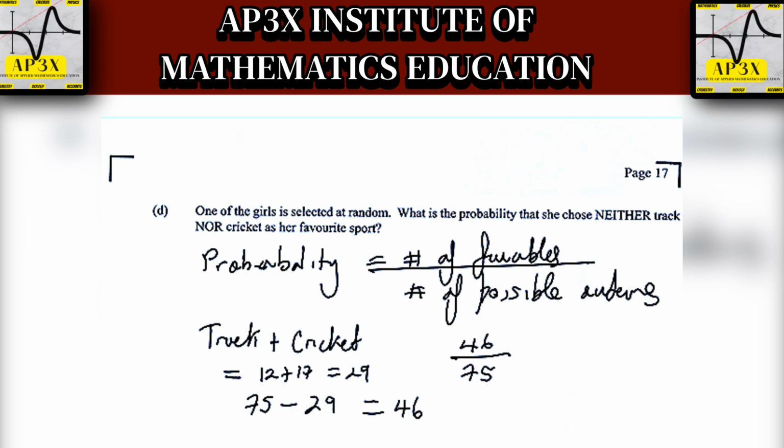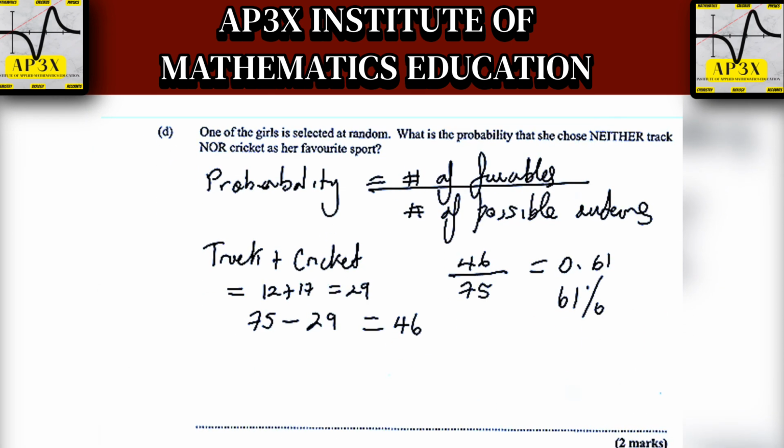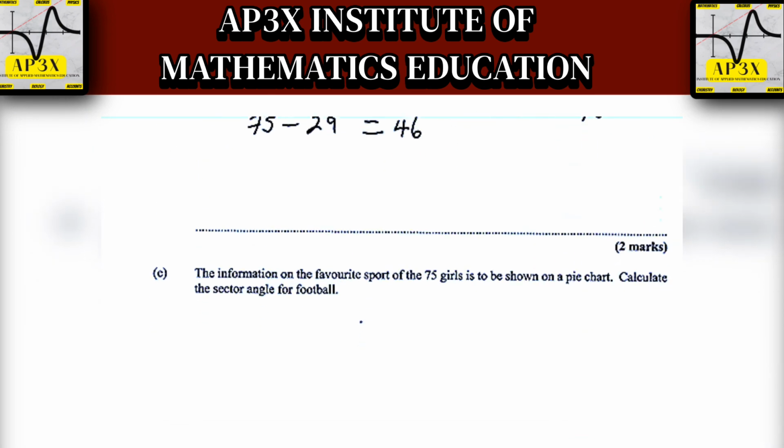If we hop onto our calculator here, you'll find that 46 divided by 75 gives us a probability of 0.613, or 0.61, or you can say 61.3%. Okay, so there's a 61% chance that she chose neither track nor cricket. All right, beautiful, nice question. Now let's move on to part E.